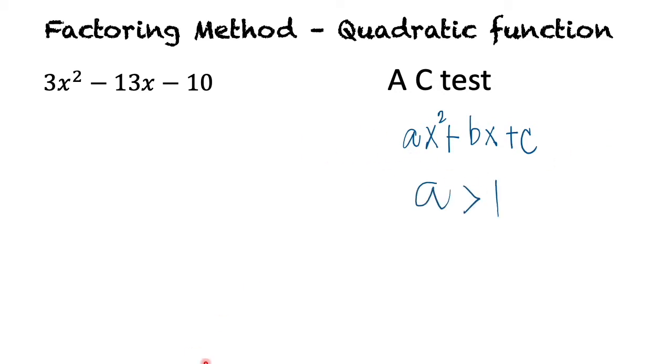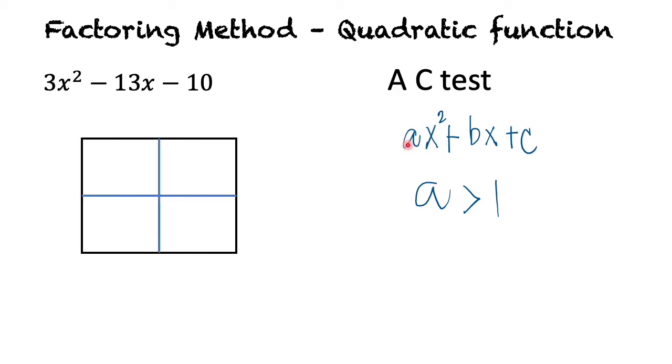Meaning to say that we have a coefficient with the higher value of the exponent, which is 2, that is greater than 1. So for this example, we will be using the AC test. For this particular example, our first and the last term will go on opposite directions of our box. So this is your A value and this will be your C value.